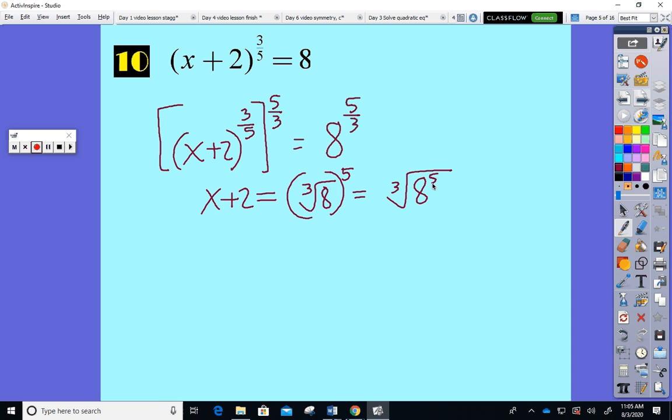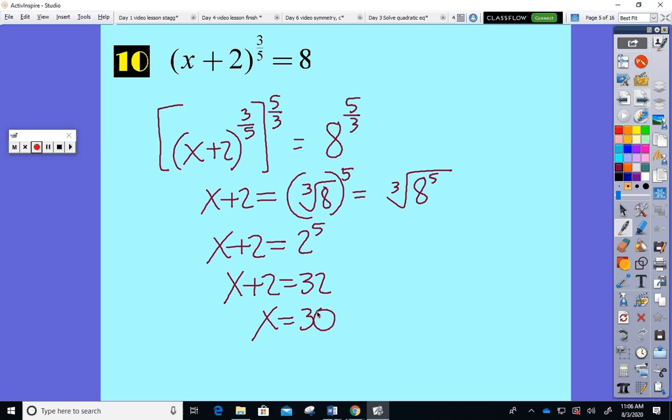But guys, you can do the cube root first, or you can do the 5th power first. Well, which one can you do without a calculator? Do y'all happen to know 8 to the 5th? I didn't think so, but do you know the cube root of 8? Yeah, what is it? Yeah, so this is the same thing as saying x plus 2 equals 2 to the 5th. You should know 2 to the 5th, 32. And so then x equals 30.